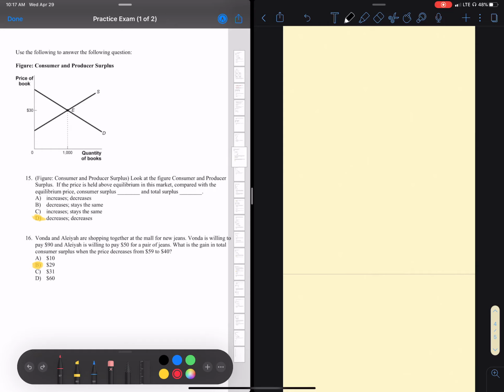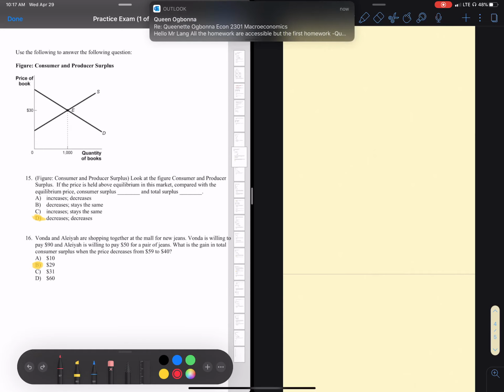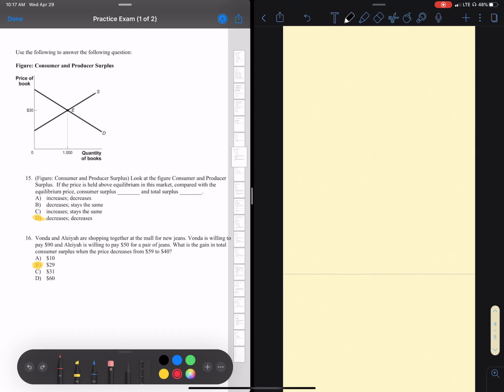Okay, so let's talk about number 15. Look at the figure, consumer and producer surplus. If the price is held above equilibrium in this market, compared with the equilibrium price, what will consumer surplus be, and what about the total surplus? So this part is about the surplus.